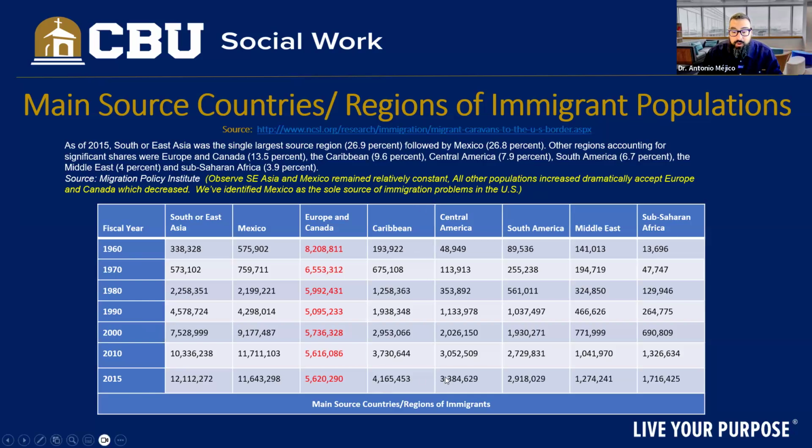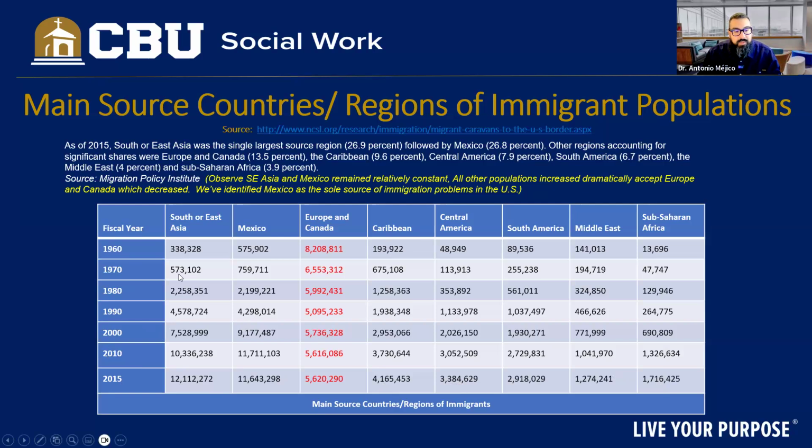From the Caribbean, 4 million. From Central America, 3.3. South America, 2.9. The Middle East, 1.2. And Sub-Saharan Africa, 1.7 million people. Let me acknowledge the pattern that we're seeing here globally.